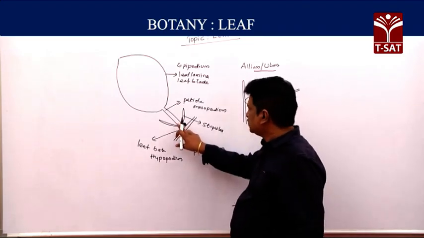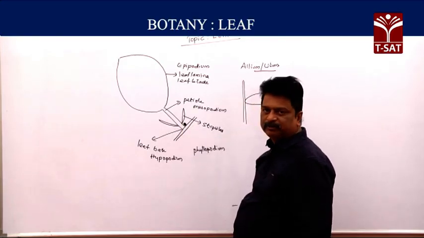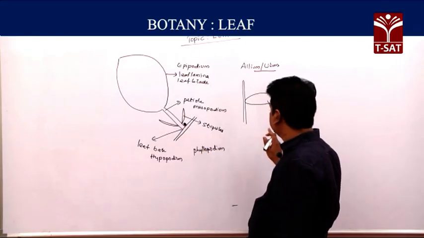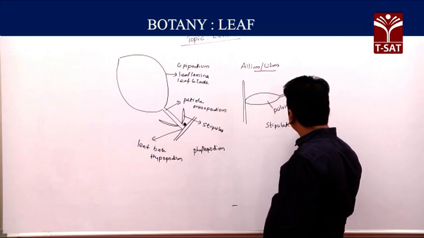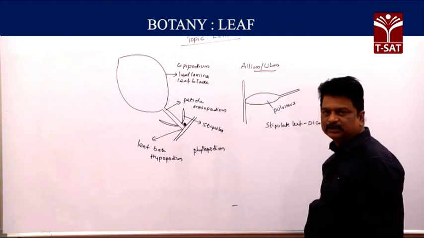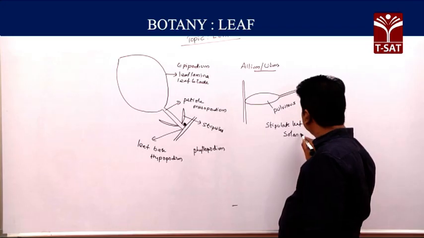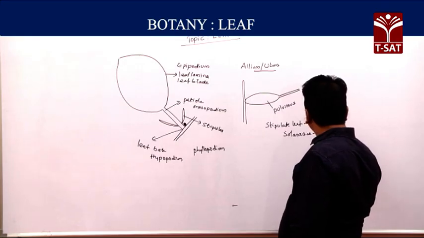Then this leaf base, particularly in dicots, gives lateral appendages. These lateral appendages are called stipules. A leaf with stipules is called a stipulate leaf, and stipulate leaves are common in dicots. But in some exceptional cases in dicots, like the family Solanaceae, the leaf is without stipules, called exstipulate.